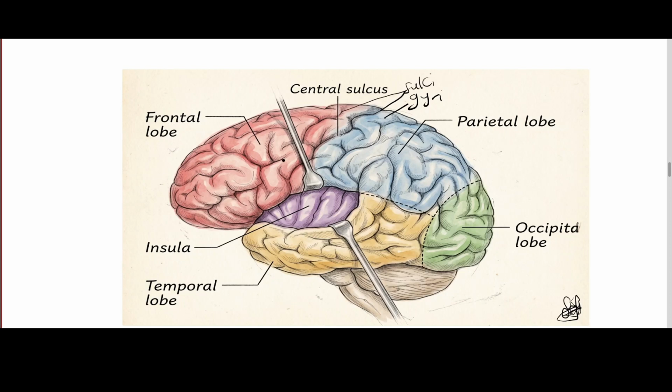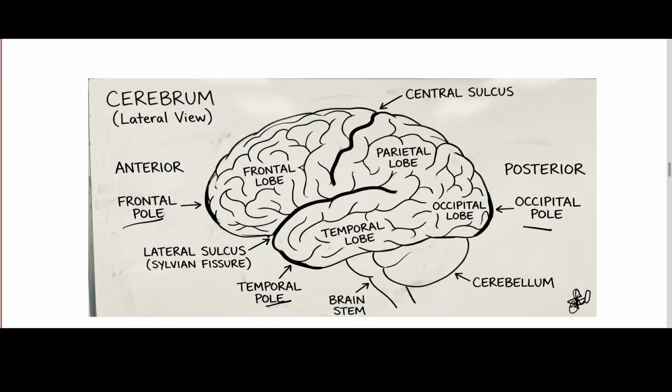Now, we can see that there are many gyri and sulci on the cerebrum. But we are going to look at the major sulci, because these major sulci help us to separate the cerebrum into four major lobes. So we have the lateral sulcus. Let's look at a diagram to show us the lateral sulcus.